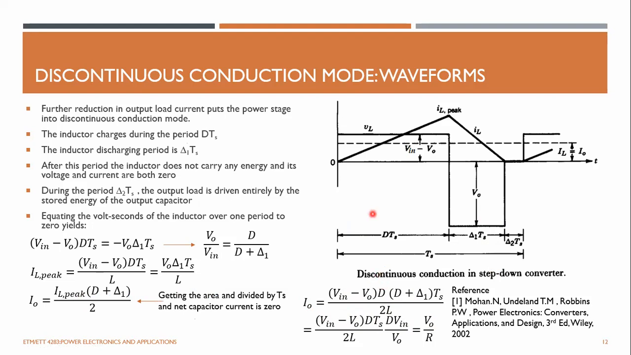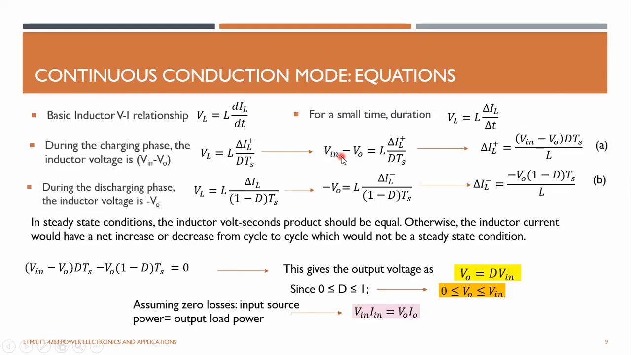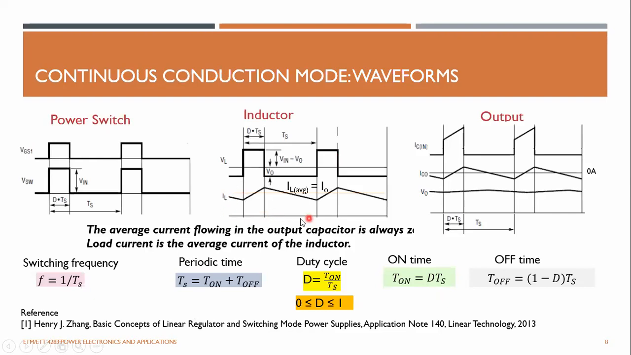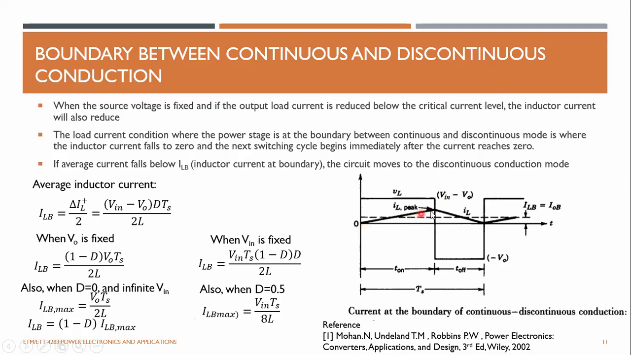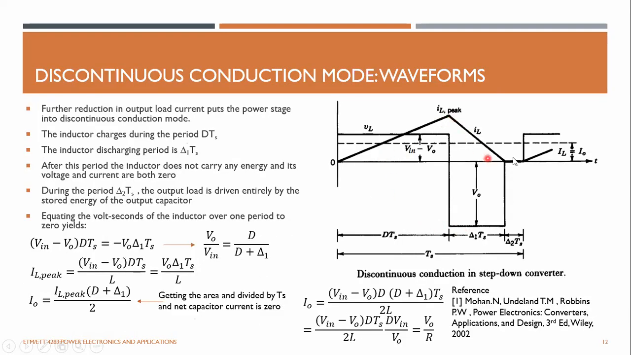There are two operating modes, the continuous conduction mode and the discontinuous conduction mode. In the continuous conduction mode, the inductor current is always higher than 0. In the boundary mode, it goes to 0 immediately. And in the discontinuous conduction mode, it goes to here and becomes 0 for some time, which is called dead time. So now the inductor current is formed.